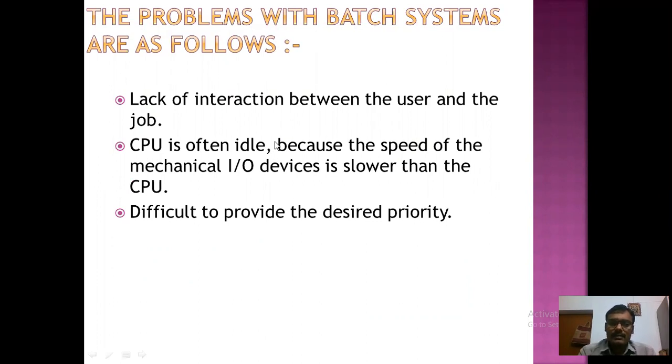That's why there is no 100% use of the CPU. The CPU is often idle in this case. And third, it is difficult to provide the desired priority. Suppose 10 jobs or 50 jobs are given to the operating system. The user cannot decide which job is to be done first. It is very difficult to provide the desired priority to a specific job. The user cannot give priority to a specific job.